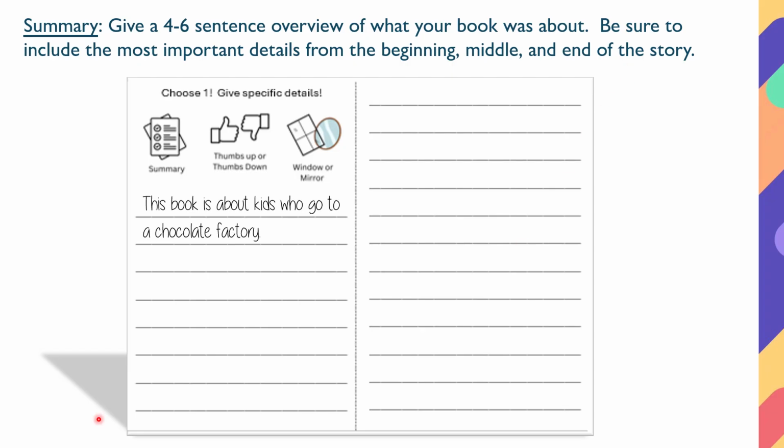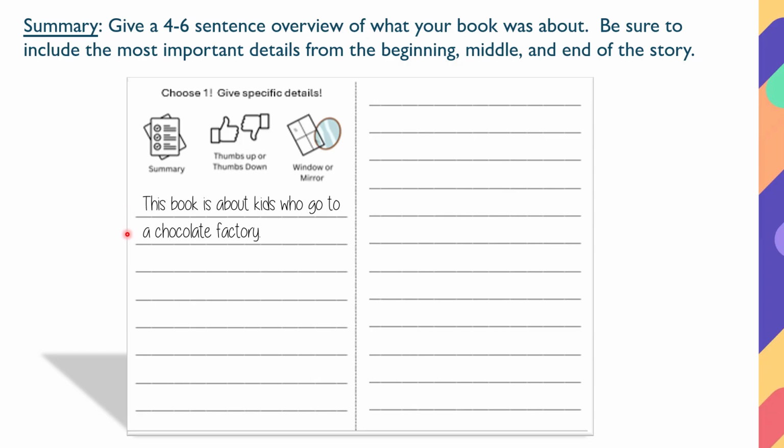Here's my first example that I sometimes see from kids, and it does not get full points. Sometimes they write things like this. This book is about kids who go to a chocolate factory. So for my book, I'm using the example of Willy Wonka and the Chocolate Factory. Some of you might have read the book or seen the movie, so you kind of have some background knowledge.